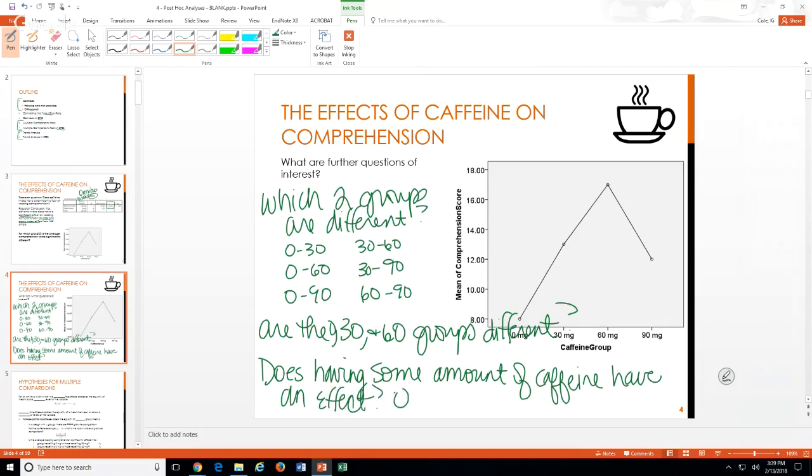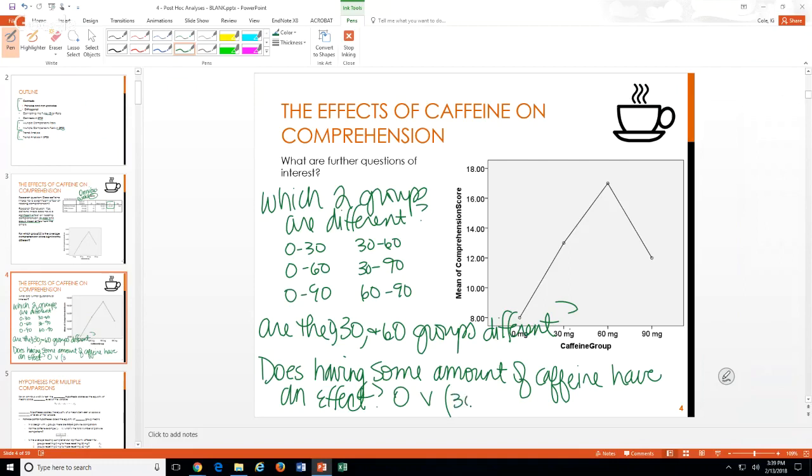So this would be like the 0 versus this grouping of 30, 60, 90. Does that make sense? Good. So you see, we can put together any pair of groups and compare them. We can put together any subset. We can compare one to a subset of another. There's a lot of different combinations that we could look at in your post hoc analysis.